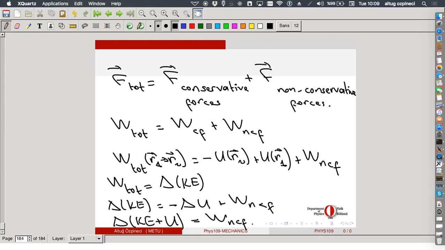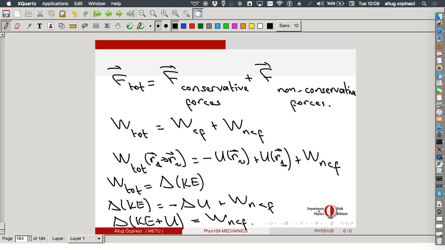So if we have a system in which there are also non-conservative forces, of course, in this case, the mechanical energy of the system will not be constant. It will change during the motion. But that change in the motion is nothing but the work done by the non-conservative forces.